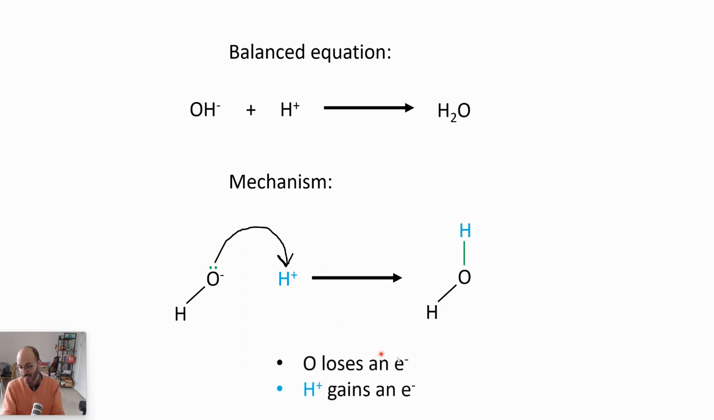Things that are good to notice are that the oxygen, which was negative, is becoming neutral because it's losing one electron when it releases the curly arrow. At the same time, the hydrogen, which is gaining a curly arrow, is gaining one electron. So then it goes from positive to neutral.